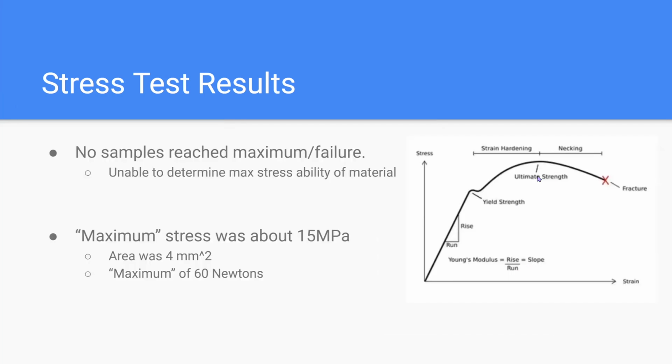As you can see in the graph here, we wanted our stress and strain samples to follow this kind of pathway, and we only really got to the very beginning of the rise section. So none of our samples reached the maximum or failure, and that made us unable to determine the maximum stressability of the NinjaFlex material. Our maximum stress was 15 megapascals, and that was found by just looking at the maximum that we were able to reach, which would indicate 60 newtons.